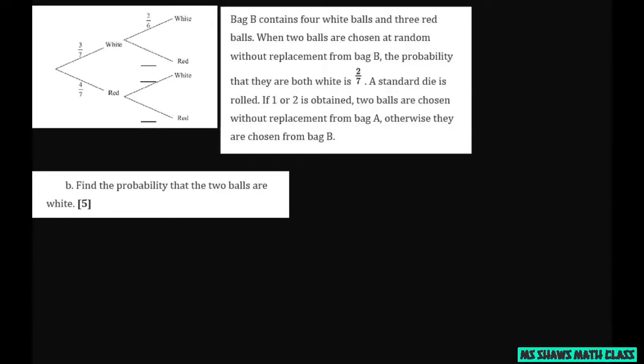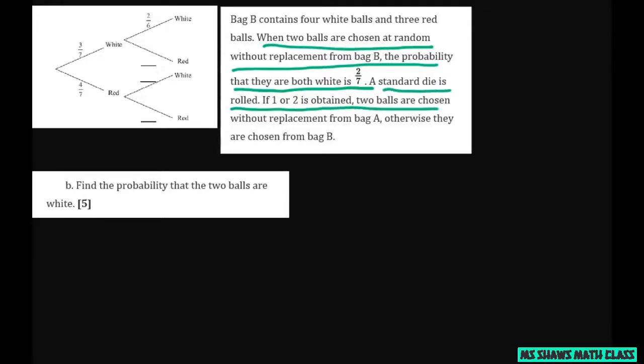All right. Now, let's see. We want to find the probability that the 2 balls are white. Okay, so the 2 balls are white. And in that case, what we're reading is this part for this. Let's see. When the 2 balls are chosen at random without replacement, the probability that they're both white is 2 sevenths. A standard die is rolled. If a 1 or 2 is obtained, 2 balls are chosen without replacement from bag A. Otherwise, they are chosen from bag B.